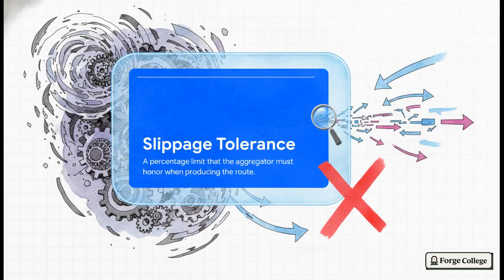Actually, let's pause on slippage for a second, because this is incredibly important. Slippage tolerance is a strict percentage limit the aggregator absolutely must honor. Think of it this way. Nobody wants to pay $100 for a cup of coffee just because the market sneezed while they were swiping their card, right? That's what this does. It's your ultimate safety limit to prevent terrible executions in highly volatile markets.